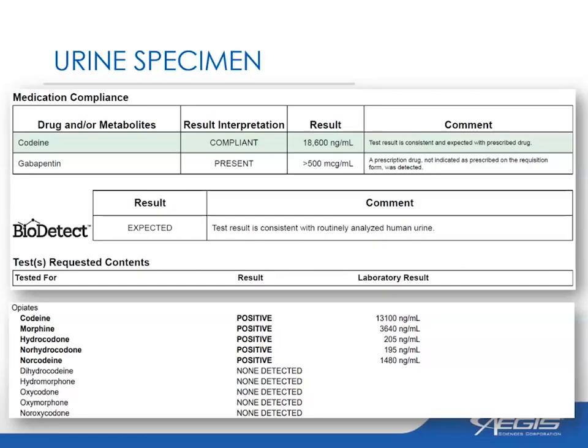Metabolite ratios should not be used to establish drug compliance. This report is just one example of what an expected result from codeine ingestion in a urine specimen may look like, as it certainly can vary.